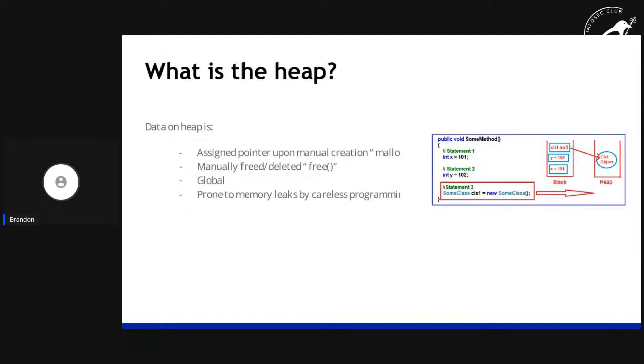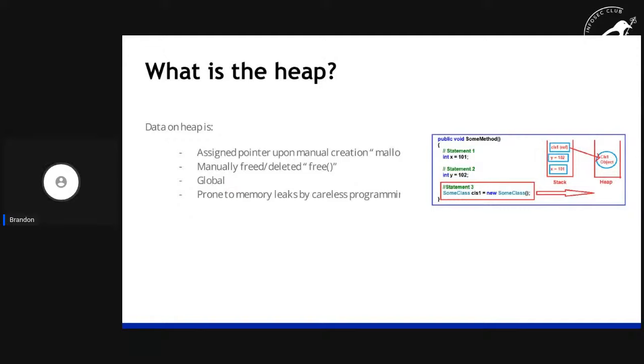And this makes it a little bit more complex in the way it tracks which parts of the heap are allocated and which are freed at any given time. So data on the heap is usually used for things like being assigned a pointer upon manual creation with the use of malloc, which allocates memory, and it's manually freed and deleted using free. It's global, and it is prone to memory leaks by careless programming, as we will see in some examples.